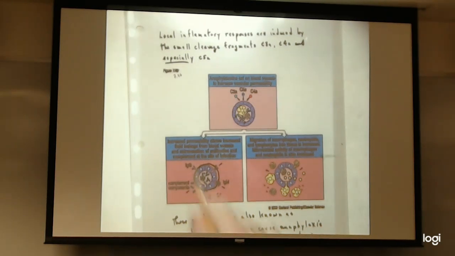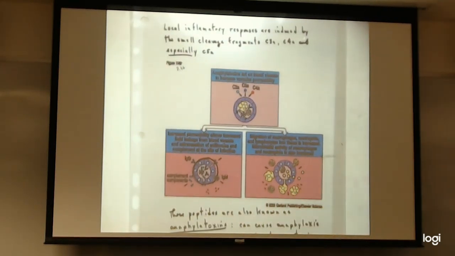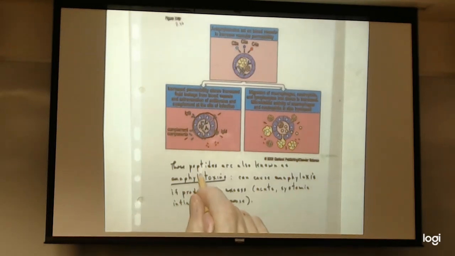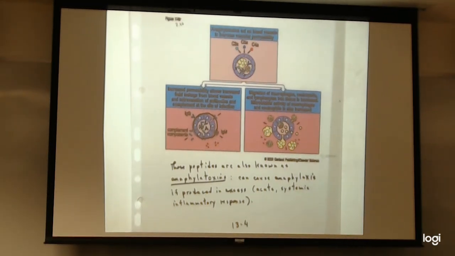So these peptides are called anaphylatoxins, and they can cause anaphylaxis. You know, if you have a peanut allergy, someone puts peanut powder in the salad, your face will swell and you'll go into an anaphylactic shock, for example. So these peptides do good work, but in pathological situations, they produce an acute systemic inflammatory response, an anaphylactic shock.